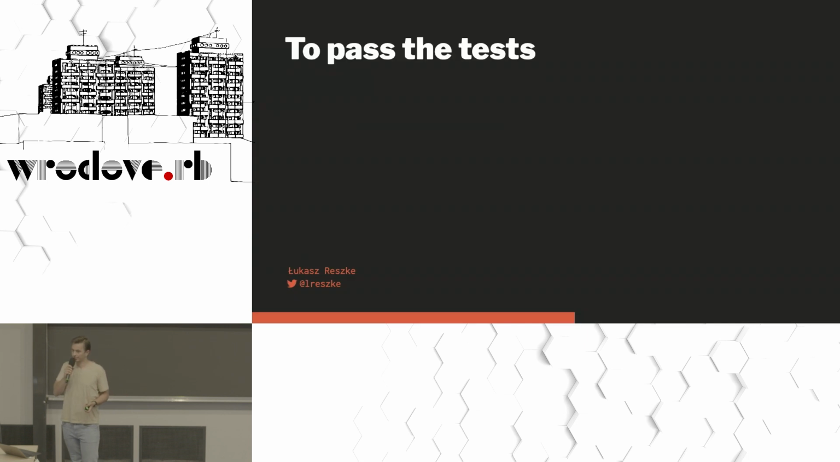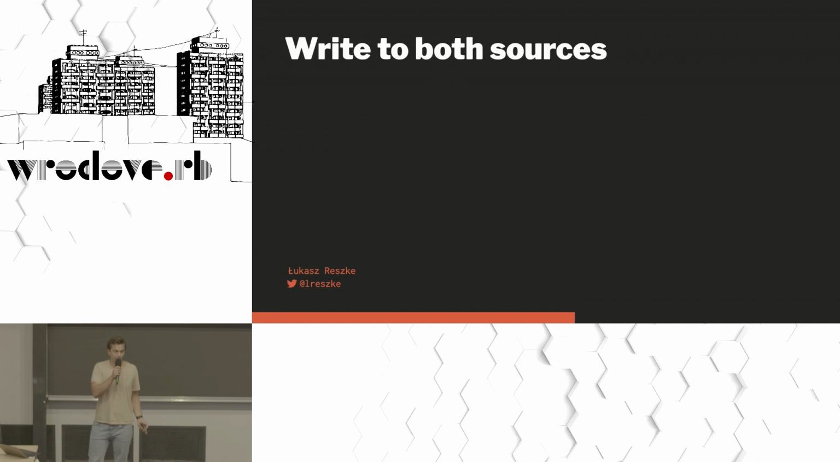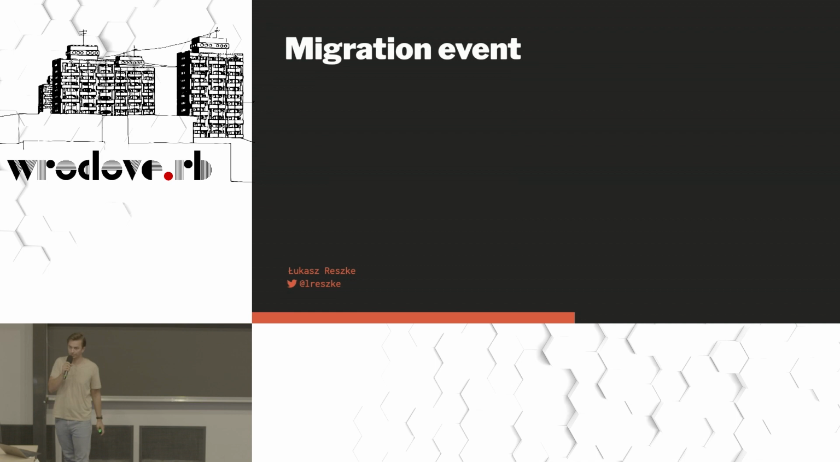The next step is to pass those tests, right? In order to do that, well, that's simple. We have to start writing to both sources. And once we do that, this code is ready to go to production, but you have to be aware that you should start the life cycle of the aggregates, or basically this write model. In order to do that, you need to, once again, backfill the data. We use a pattern called migration event.